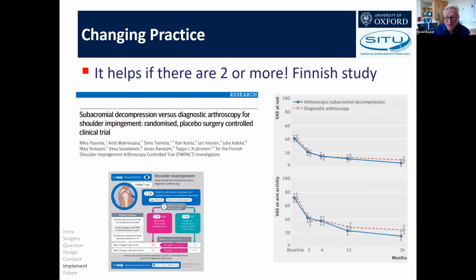It always helps if there's a second study, and we were lucky in this case, well, not lucky, but I knew what was going on, that the finished study completed and showed exactly the same thing. Quite difficult to then object against it and say that this is not really a characteristic or a feature.